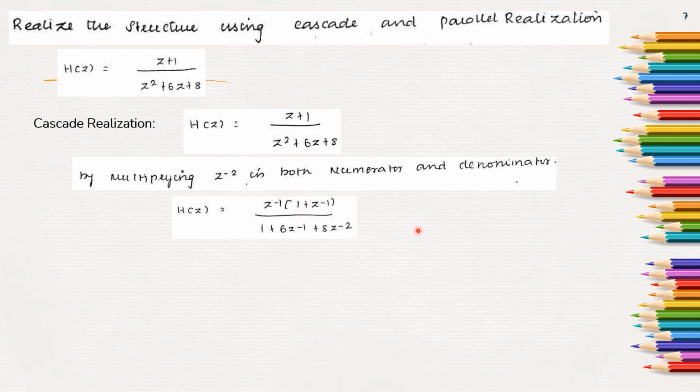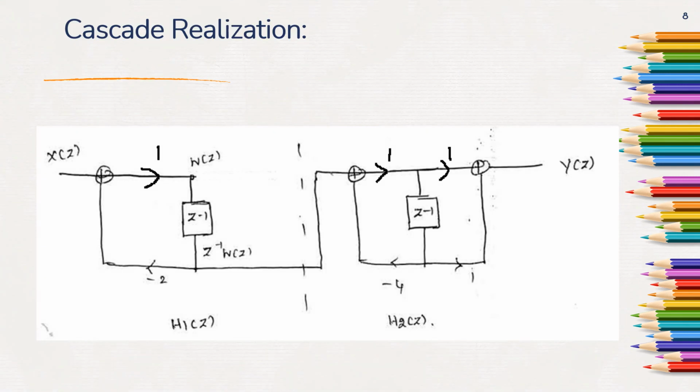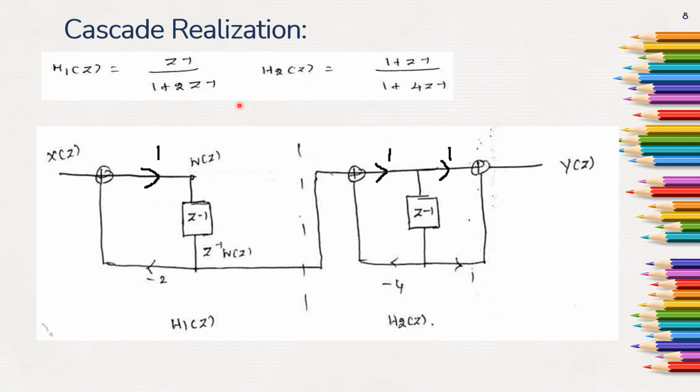Now I'm going to split this equation into H1 of z into H2 of z. So I factorize the denominator. When I factorize the denominator, I get (1 plus 2 z inverse) into (1 plus 4 z inverse). Now I can split this equation into H1 of z into H2 of z. Is that clear to everyone? Let us look at what I have taken for H1 of z. H1 of z is z power minus 1 by (1 plus 2 z inverse). H2 of z is (1 plus z inverse) by (1 plus 4 z inverse).